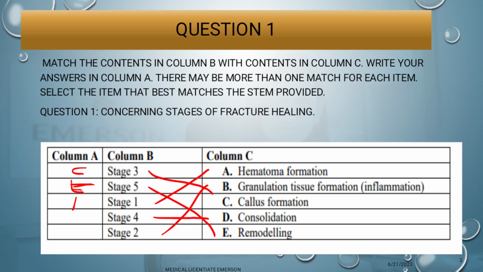Then stage 1 is A. And then stage 4 is D. Then stage 2 is B. So that's HIPCCR. Stage 1, hematoma formation. Stage 2, granulation tissue formation, inflammation. Stage 3, callus formation. Stage 4, consolidation. Then stage 5, remodeling.